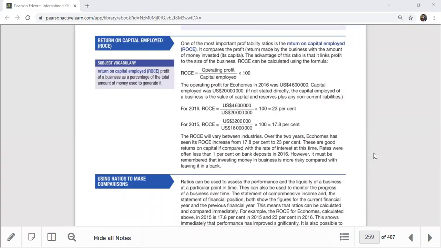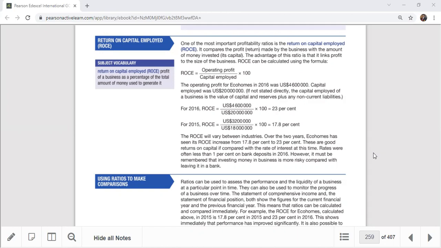Welcome everyone. Return on capital employed, simply we call it ROCE. ROCE is the profit of a business as a percentage of the total amount of money used to generate it. That's the main definition. Why do we calculate the ROCE?